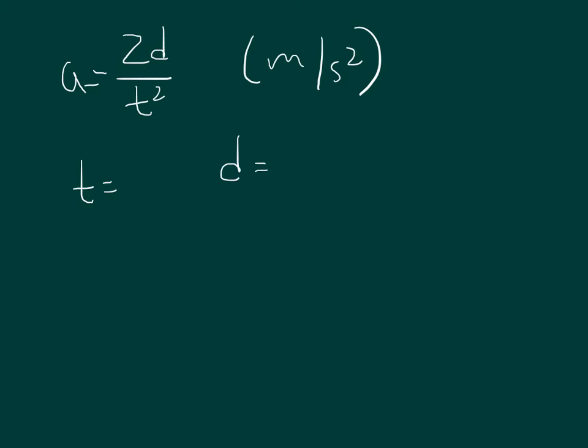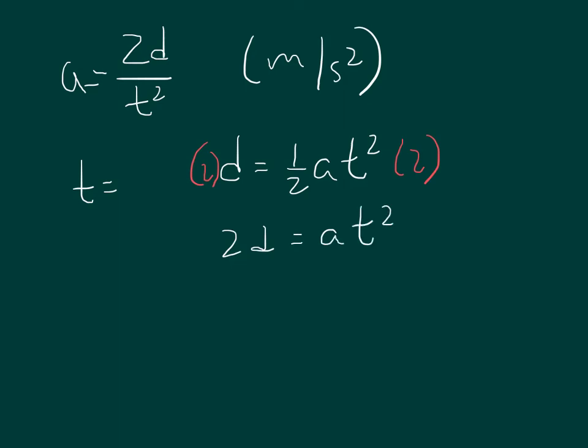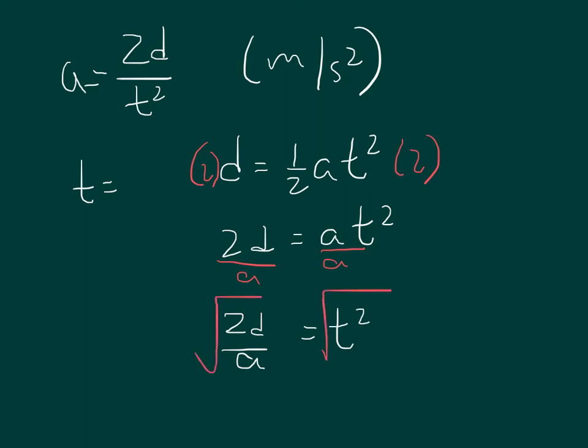Remember our formula was this. So I'm going to multiply both sides by 2. Right, so that's going to give me 2D equals AT squared. Then I'm going to divide both sides by A, which is going to give me 2D over A is equal to T squared. And then I'm going to take the square root of both sides. And so I'm left with T is equal to the square root of 2D over A. And remember, those units are seconds.